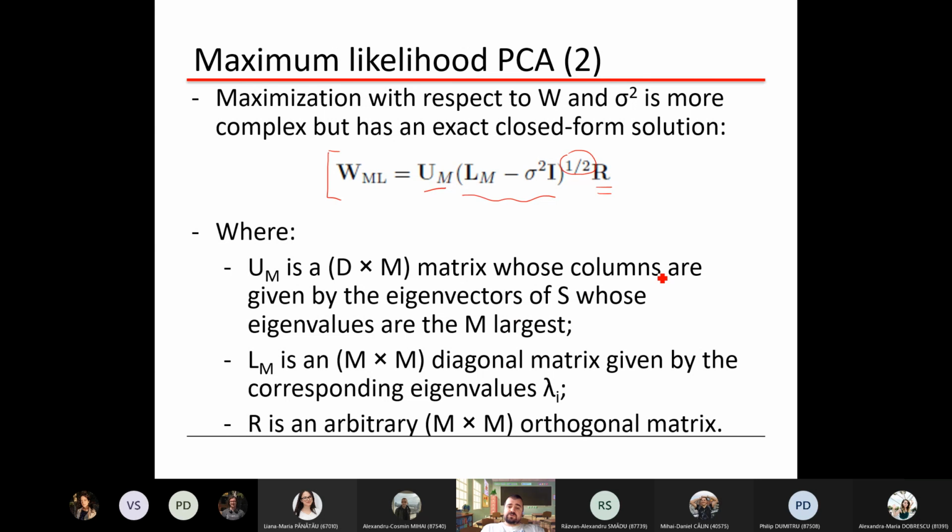UM is the matrix whose columns are given by the eigenvectors of S, corresponding to the m largest eigenvalues. LM is the diagonal matrix given by the corresponding largest eigenvalues, lambda i's. And again, R is an orthogonal matrix.